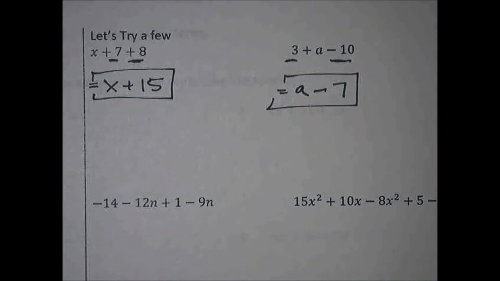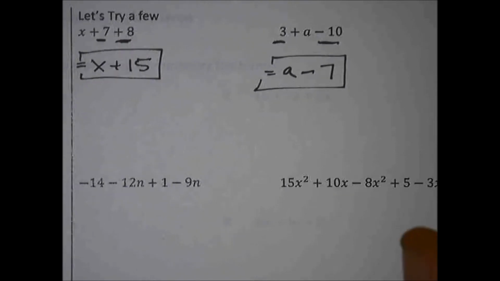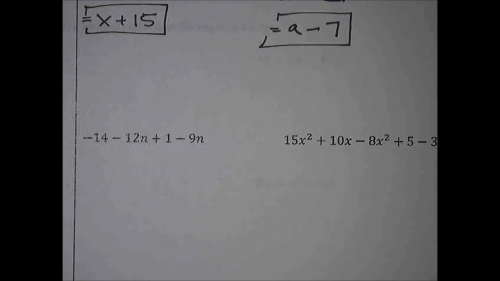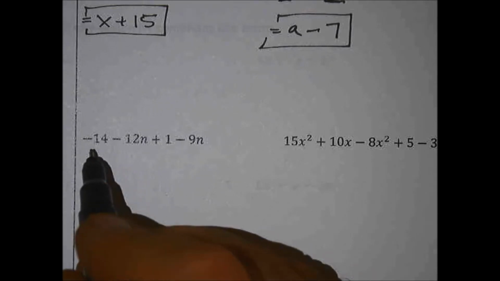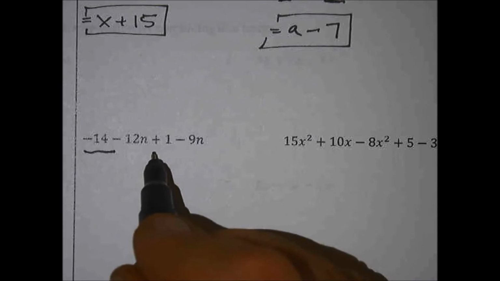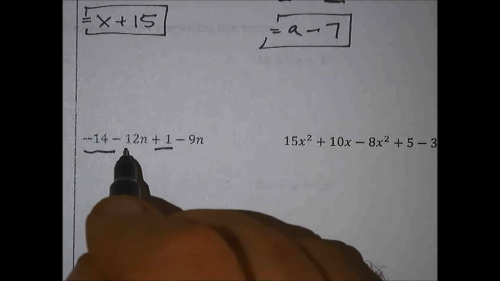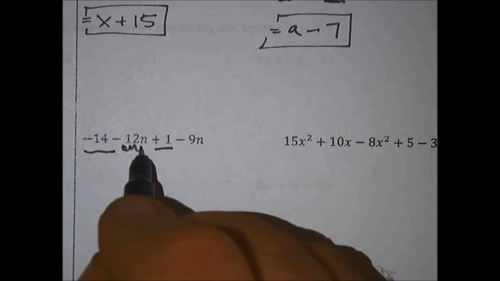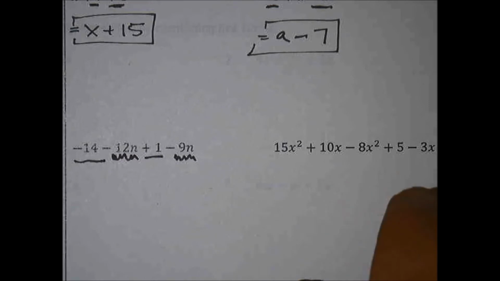Okay. I'm going to leave the right-hand side over here for you. We're going to focus on these bottom two here. So let's look at this one right here. I have a negative 14, and I have a positive 1. Well, I have n's that are the same. Those are like terms there. Use a different symbol to show that I want to group those as well.